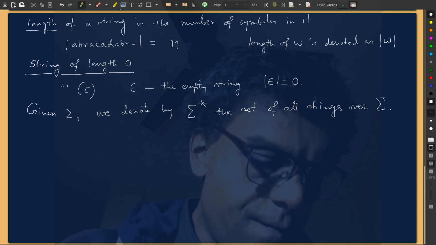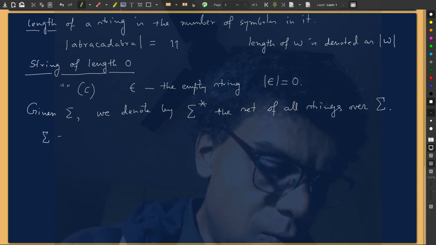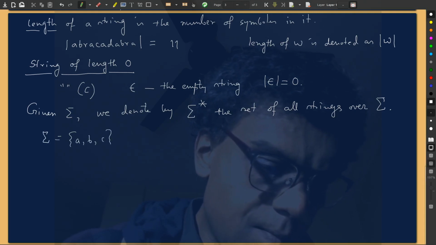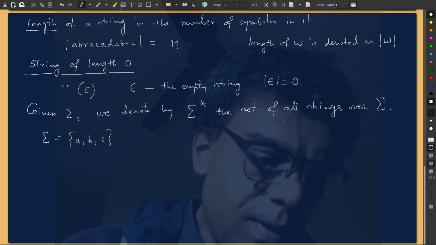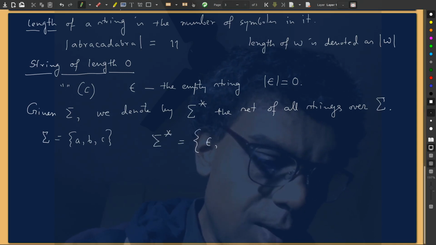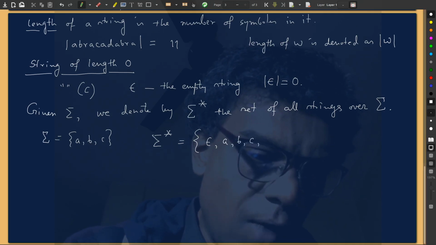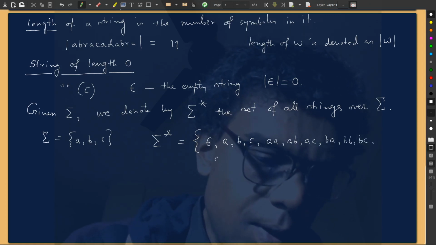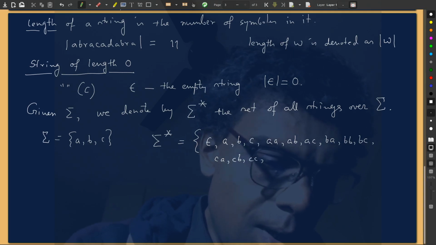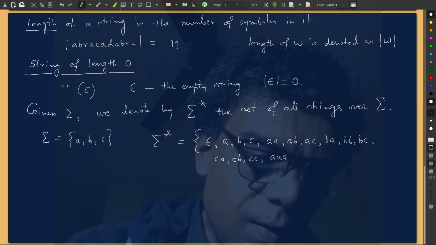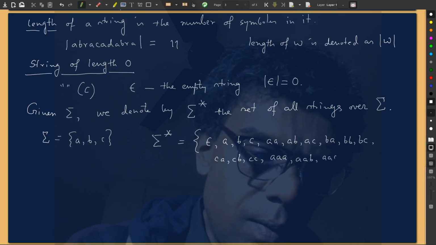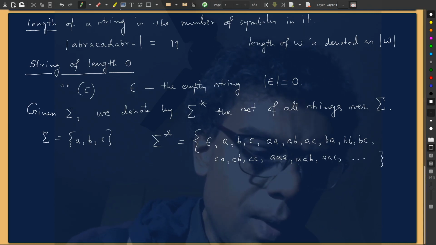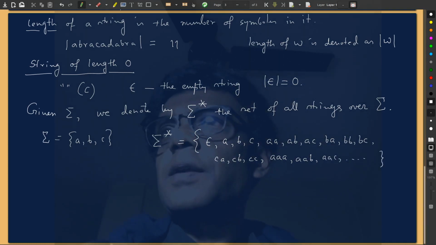So for example, if I have sigma equal to A, B, C, this 3 symbol alphabet, then sigma star consists of these strings: the string of length 0, 3 strings of length 1, 9 strings of length 2, these are the things, CA, CB, CC, and then we have 27 strings of length 3 and so on. So this is sigma star.